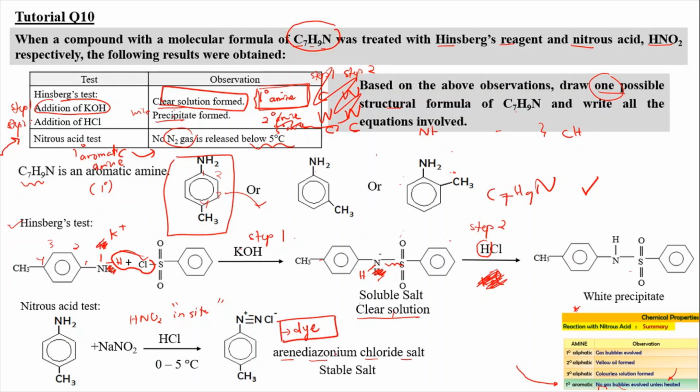So it is a very stable salt and it can be used in order to form dye. And here you're going to see that there is no nitrogen or no gas bubble formed, where the gas bubble here refers to nitrogen, unless it is heated. So the same observation as what you can see in your lecture note, which is no gas bubble evolves unless heated. So that's for tutorial question 10.